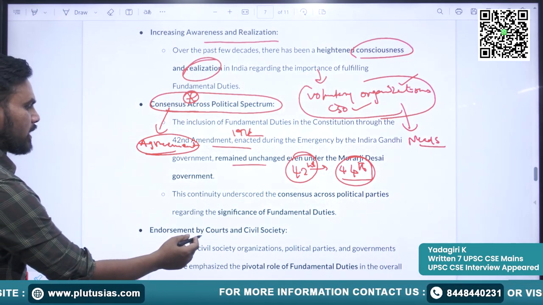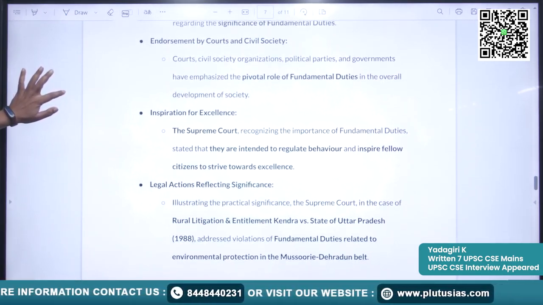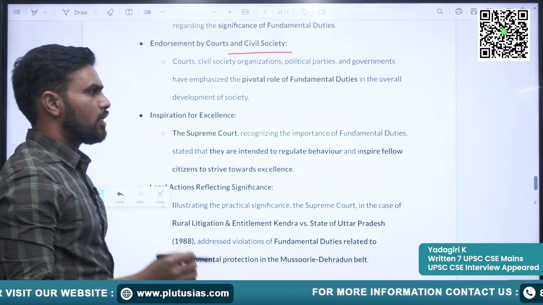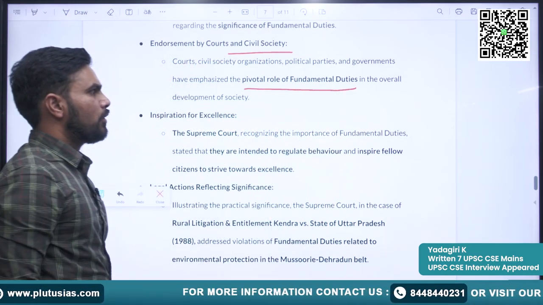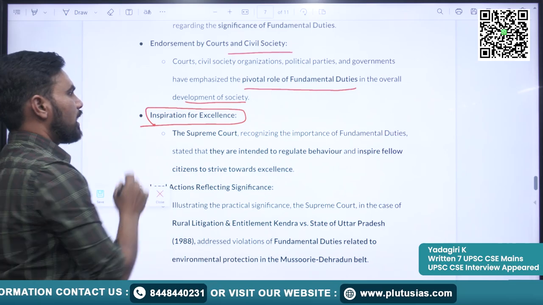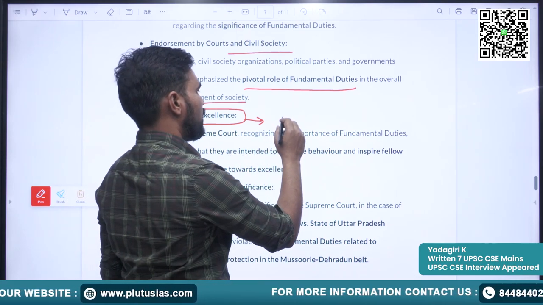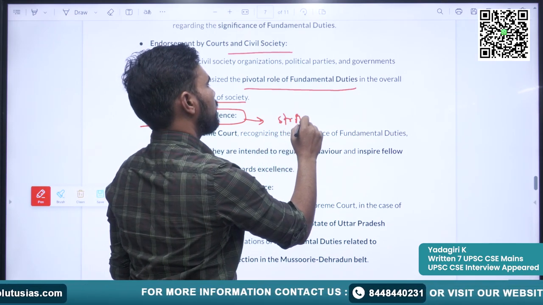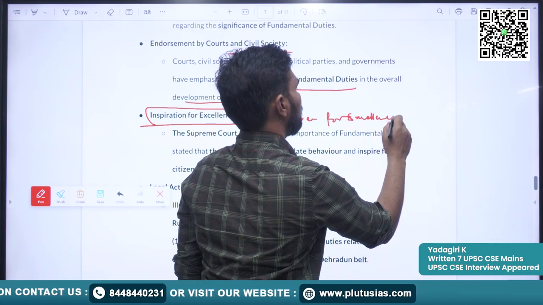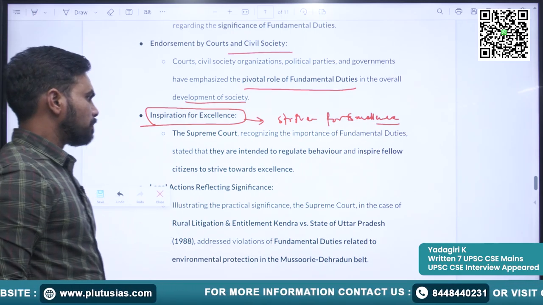Right. Next is endorsement by courts and civil society. So basically the judiciary and the civil society also accepted the placement of fundamental duties in the Constitution of India. So this shows the pivotal role of fundamental duties in the overall development of the society. Right. So fundamental duties act as an inspiration for excellence. We have one particular duty which asks the citizens to strive for excellence. So basically the fundamental duties act as an inspiration for excellence.